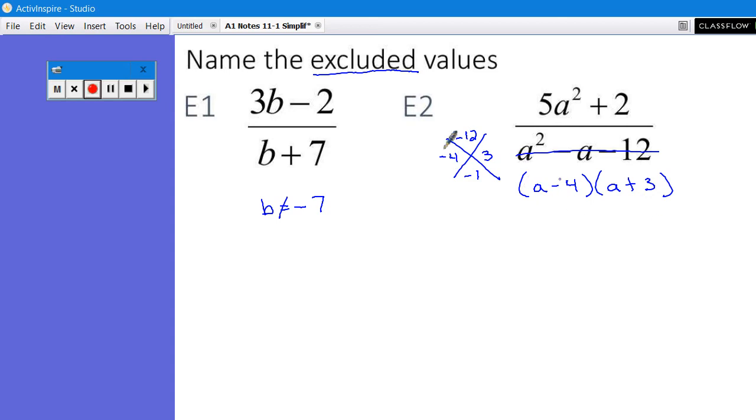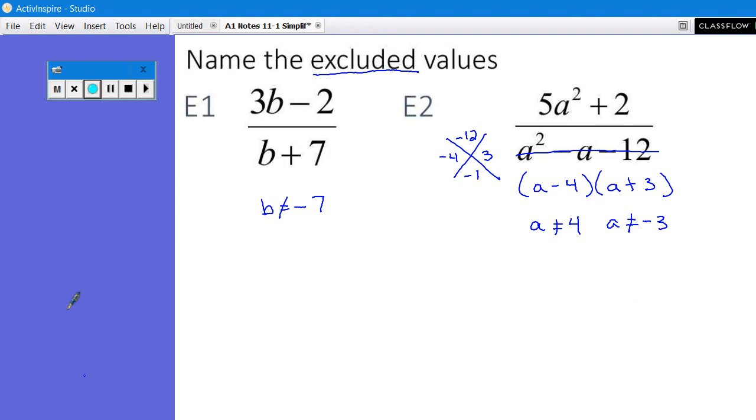The opposite of -4 is going to be +4, so A cannot equal +4. A can also not equal, well, the opposite of +3 right here is going to be -3. So those are our excluded values. We happen to have 2 excluded values in this problem. You can have 1, 2, 7, it just depends on the problem. And the only part we care about when we talk about excluded values is the denominator.